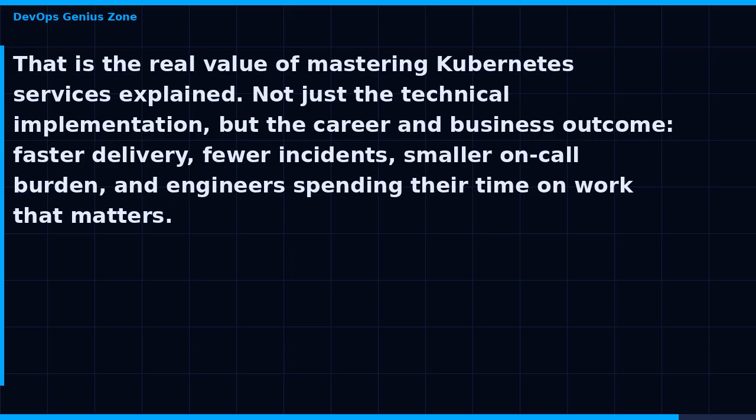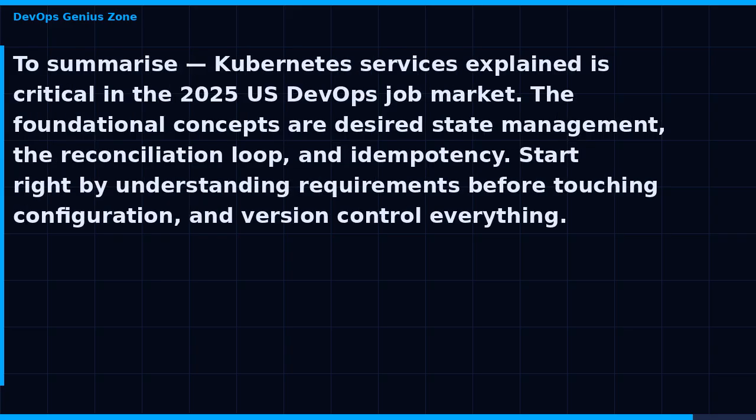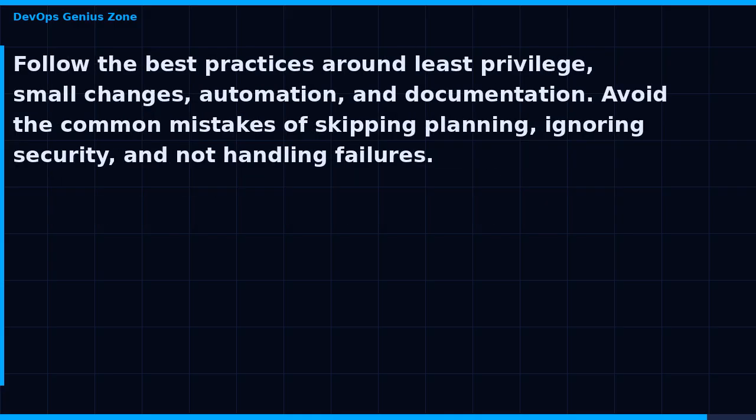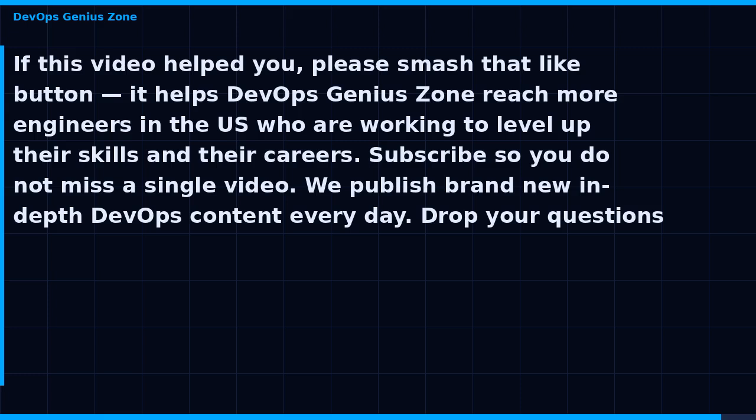To summarize, Kubernetes Services explained is critical in the 2025 US DevOps job market. The foundational concepts are desired state management, the reconciliation loop, and idempotency. Start right by understanding requirements before touching configuration, and version control everything. Follow the best practices around least privilege, small changes, automation, and documentation. Avoid the common mistakes of skipping planning, ignoring security, and not handling failures.